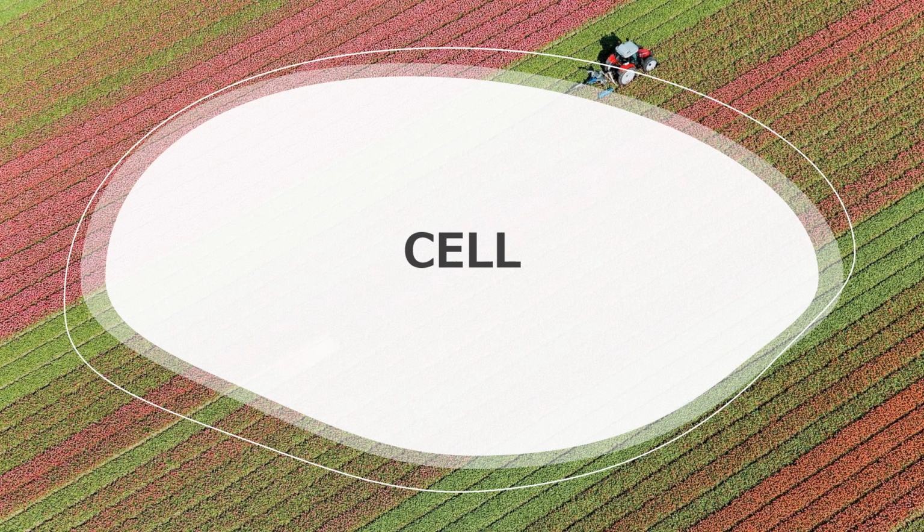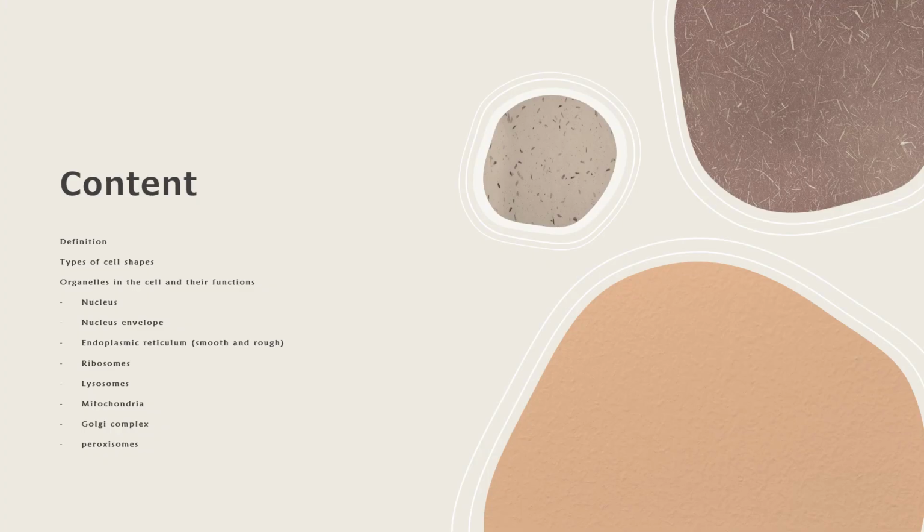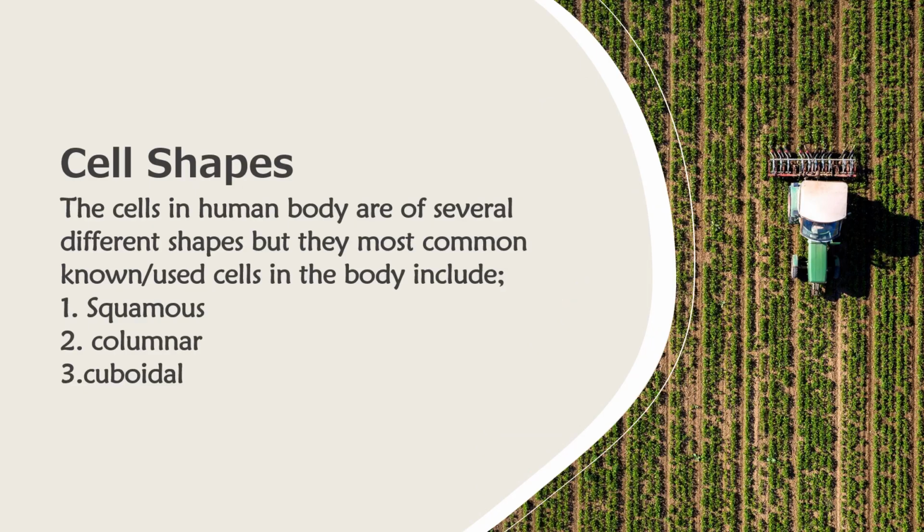So my name is Elizabeth Obegi and I'm presenting about the cell. We are going to look at the definition, the types of cell shapes, the organelles in the cell and their function. So we are going to look at the nucleus, the nuclear envelope, endoplasmic reticulum, which we have the smooth and the rough one, the ribosomes, the lysosome, mitochondria, and the Golgi complex.